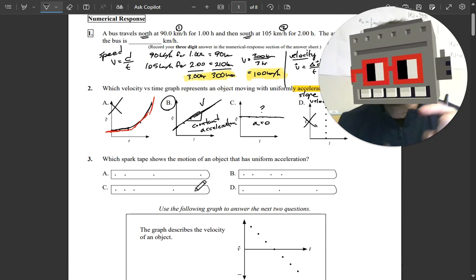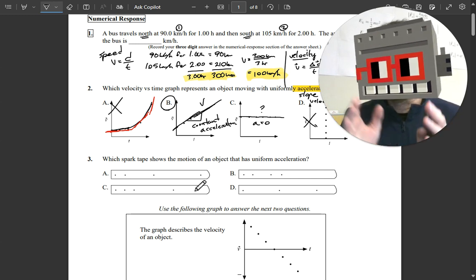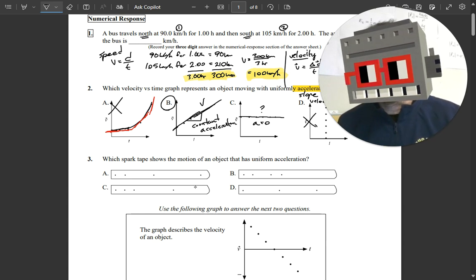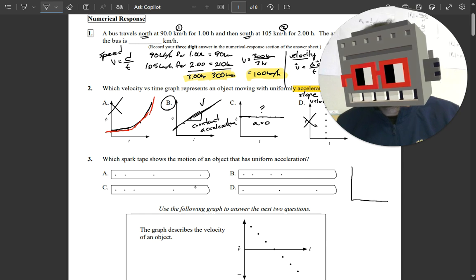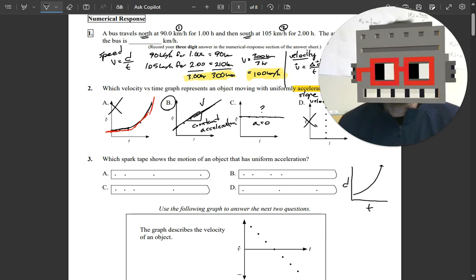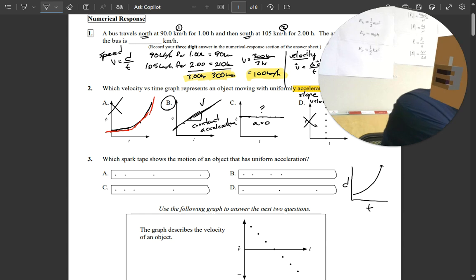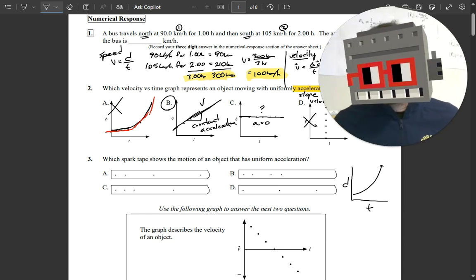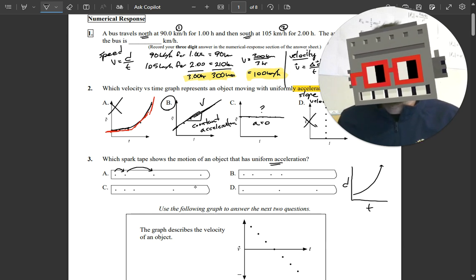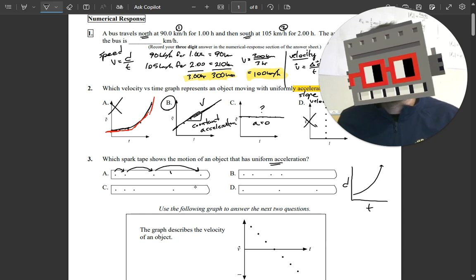So these little spark tapes, how they work is that the dots are always going to be the same time apart from each other. Like this is 1 second, then 1 second, then 1 second. And if I want to have uniform accelerated motion on a displacement time graph, because that's what these kind of represent, I want a nice curved graph if my acceleration is not going to be 0. So if I want to be accelerating, I want that nice curved motion. So I want the distance to always getting bigger and bigger and bigger.